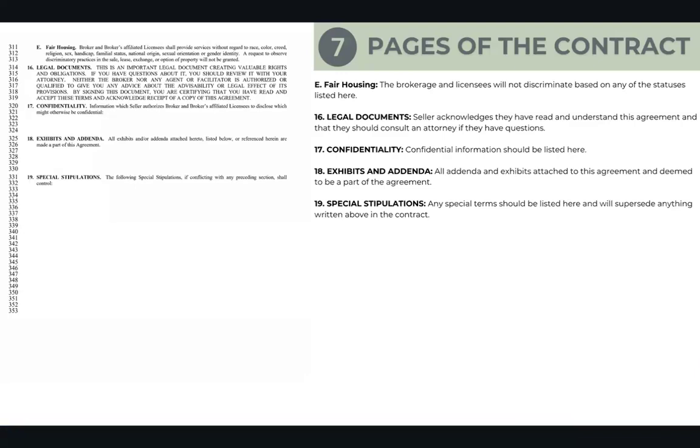So all addenda that are going to be attached to this agreement and deemed a part of the agreement, you're going to want to list them there. And then special stipulations. So any special terms should be listed here and will supersede anything written above in the contract.